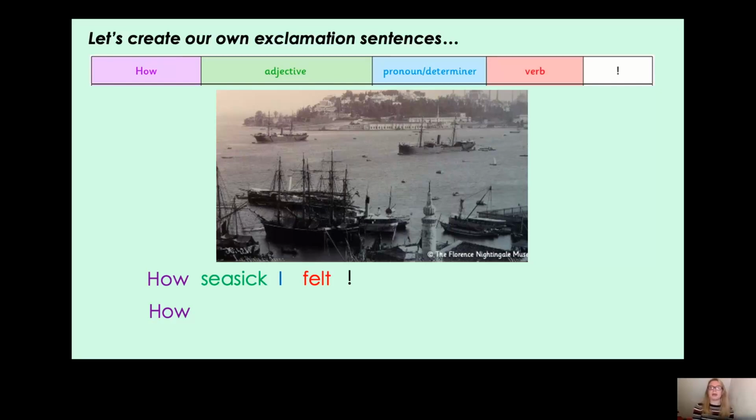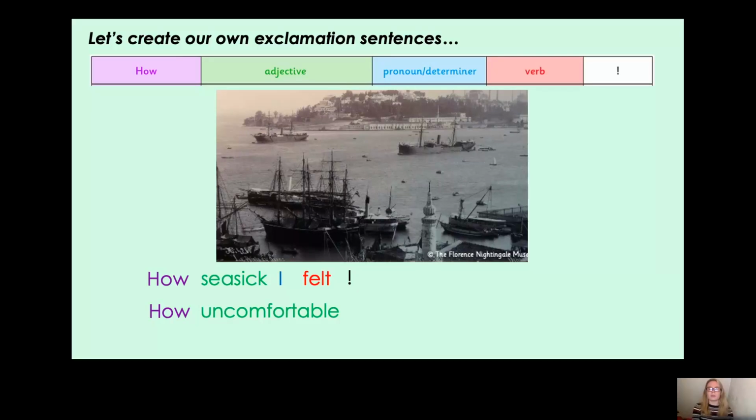So I started with how, and then I wanted an adjective to describe the boat. Well, I know that it was very uncomfortable, and uncomfortable is an adjective. So I've used uncomfortable as my adjective. And then next, I need a pronoun now. Remember, you can have a noun as your pronoun, can't you? You can have, like I said, the dog, the flower. Now, what am I talking about here?